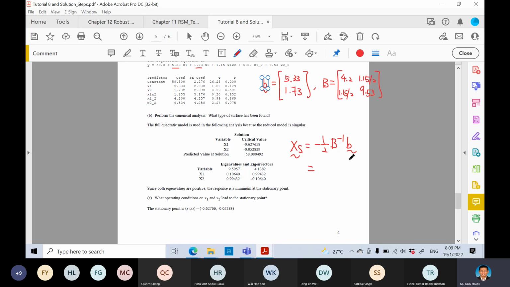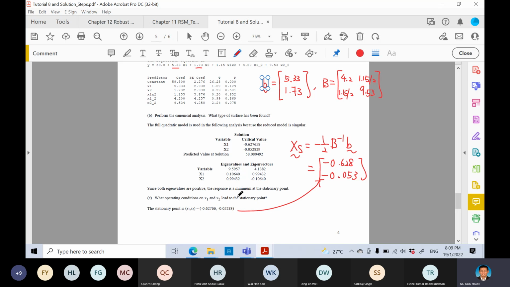The xs, the stationary point, will be equal to negative 0.6276, and the second one will be negative 0.053. Okay, you will get this one. So using this, you can get what the stationary point is.